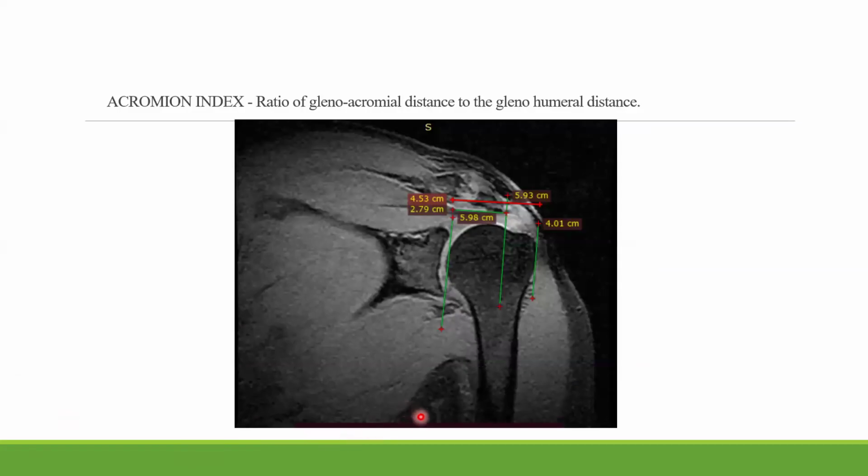Acromion index. Acromion index is a ratio of glenoacromial distance to glenohumeral distance. Here, three lines are drawn. The first line, the glenoid line, joins the most lateral points of superior and inferior glenoid. The acromial line passes along the most lateral aspect of the inferior acromion, and the humeral line passes along the most lateral aspect of the lateral shaft of the humerus.